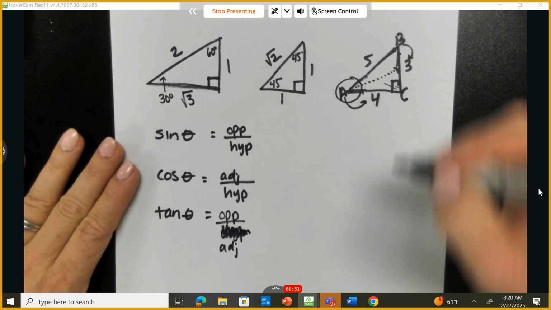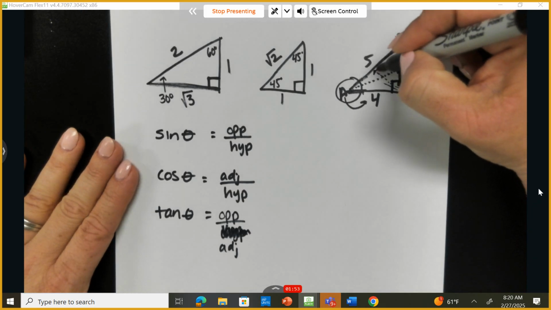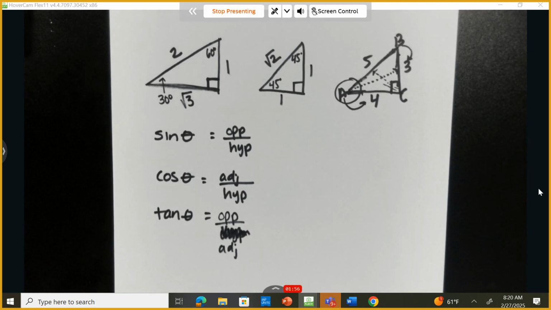And lastly, what is the hypotenuse? It's directly across from the 90 degrees, or the longest side, which happens to be 5.